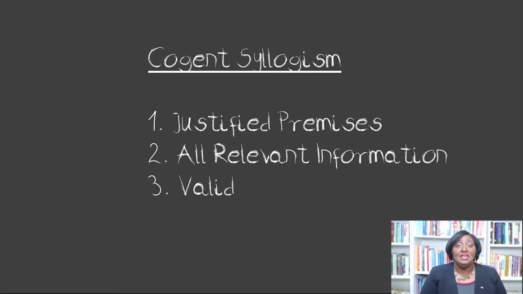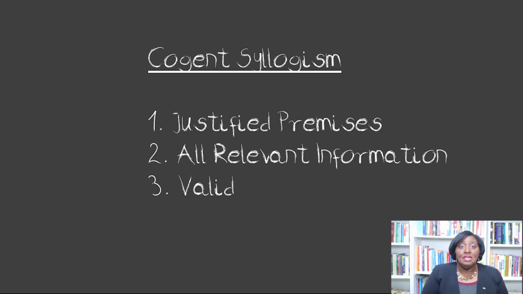Let's look at how these forms of reasoning work using the syllogism. A syllogism is an argument in its most basic form. The cogent syllogism has three basic rules according to Howard Kahane's Logic in Contemporary Rhetoric, the use of reason in everyday life. 1. It must have justified premises. A premise is like a statement of fact. It doesn't need to be proven because it's self-evident, or it has already been proven by another argument.